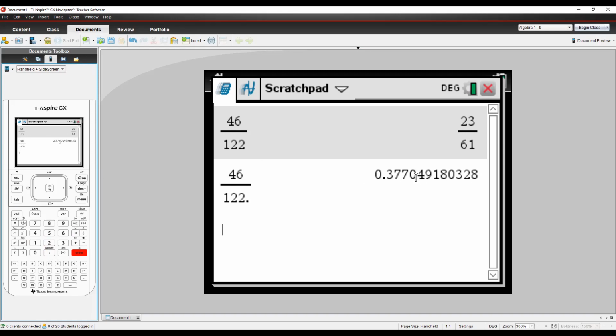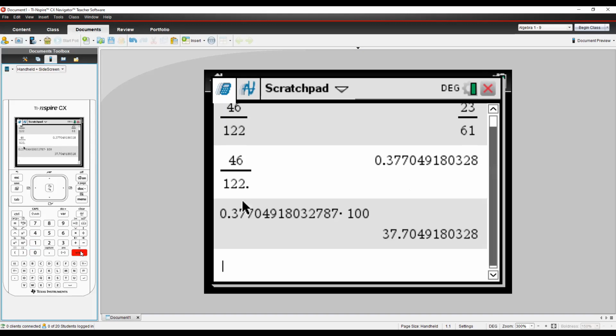And the first thing we need to do is convert it into a percentage. And the way that you do that is whenever you want to convert something to a percent, you just multiply it times 100. So if I multiply this number times 100, I get 37.7049, and they want us to round it to the nearest percent. So basically all I'm going to do is look at the first number after the decimal. If that's 5 or higher, I'm going to round this up. And so it is. So this is going to be 38%.